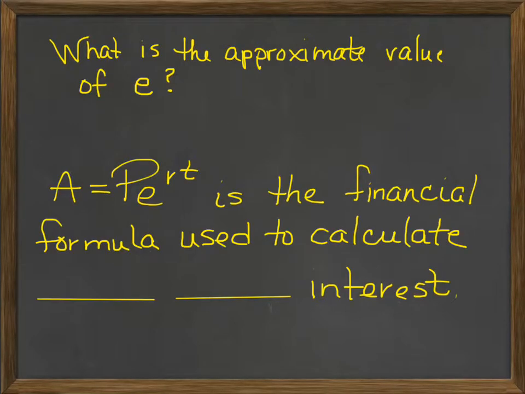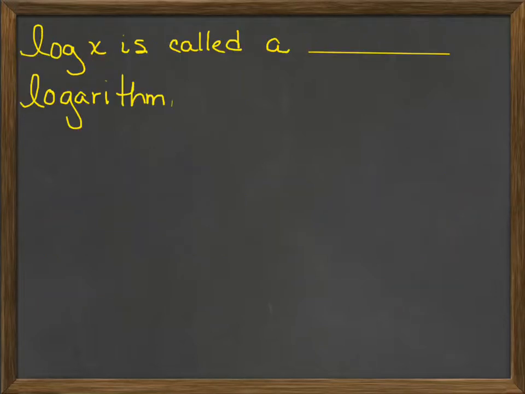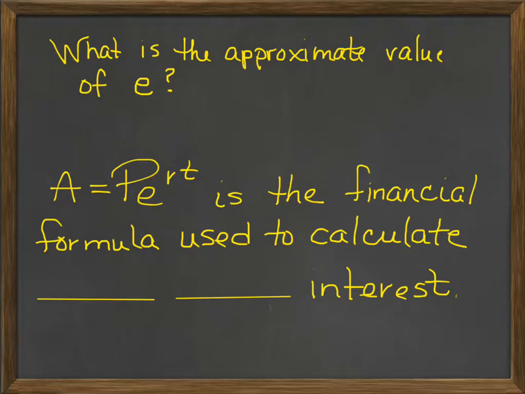This one's a little bit different. What is the words that go in that blank? The financial formula used to calculate. What did we say a second ago? Compounded continuously.